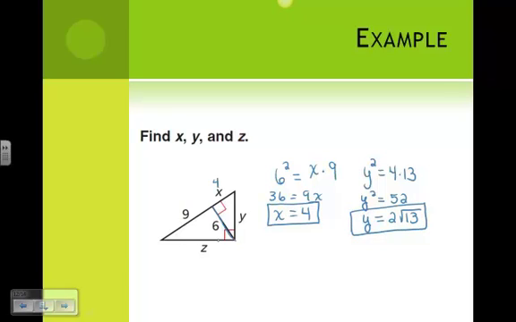And then I know z is the geometric mean of 9 and 13. So we get z squared equals, that would be 7, carry the 2, that would be 117. But z would be equal to 3 square roots of 13. And there you have it. We found x, y, and z using geometric means.